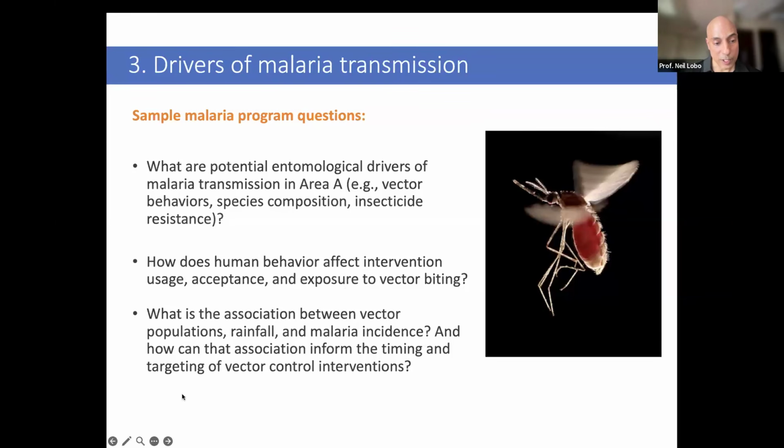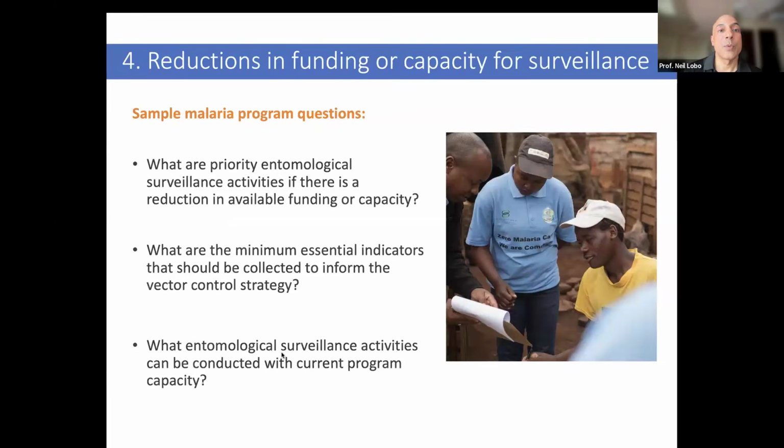And here's an important question as well. What are the associations between vectors, rainfall, and malaria incidence? And this will tell us the timing when we should put in an intervention or what interventions we should target. What happens when funding is reduced, right? What are the priority entomological surveillance activities that we can implement when funding is reduced?